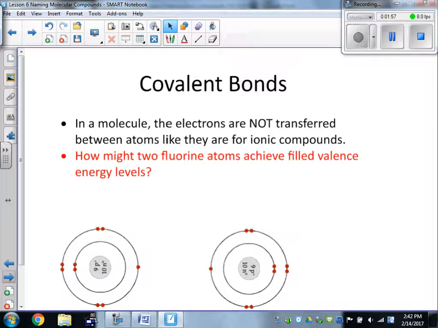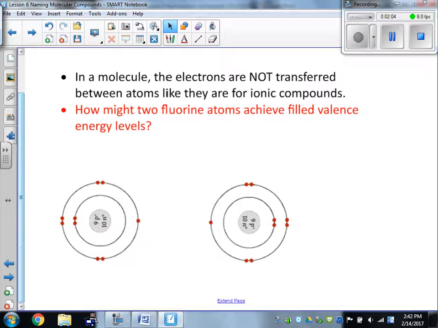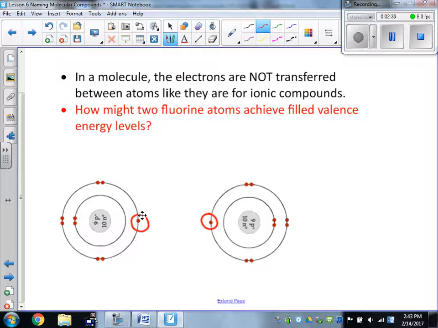In a molecule, the electrons are not transferred between atoms like they are for ionic. So covalent bonds, how do you think these two fluorine atoms achieve filled valence energy levels? How do they help each other out become basically more stable, I guess you could say? Yeah, they kind of combine with each other, okay? And these two electrons here, so this one here by itself and this one here by itself, will be shared between both atoms. Well, technically, they all will be. So they're being shared, and they're both Fs, of course, and those two electrons would be shared between both of them, okay? So that's how those would take place.